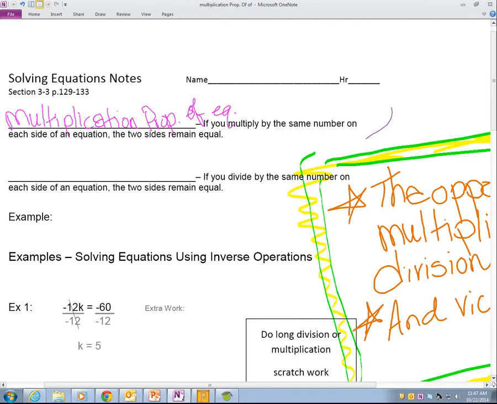Now here's a really tough one as well. If you divide by the same number on each side of the equation, the two sides remain equal. What could that be, Anthony? Tony. Yeah. Division property of equality. Division.